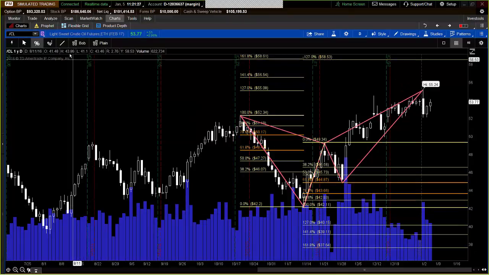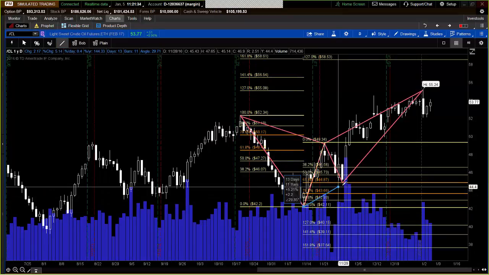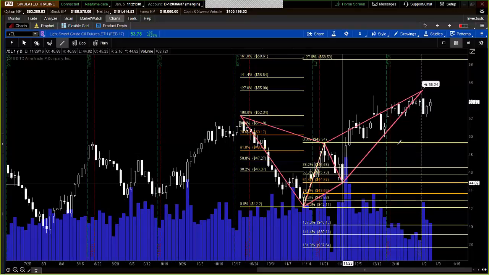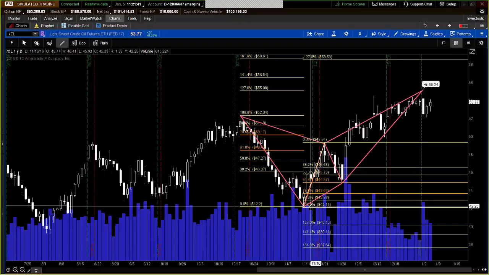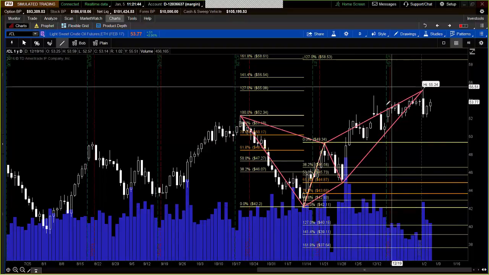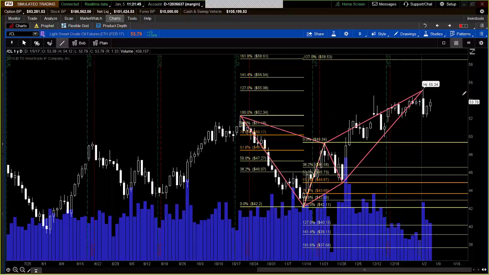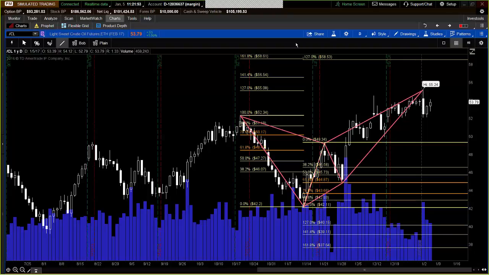I'll go back to this drawing tool, and I'm going to draw, and this is another one of the patterns. It's just a triangle pattern. Hit the 618, bounced off, and zoomed up. So that's what this thing does. And now we expected when it hit this 127 of the larger swing, we expected it to come down, and it did. So now if we go to a smaller time frame and decide what it's going to do next today, that will be interesting.